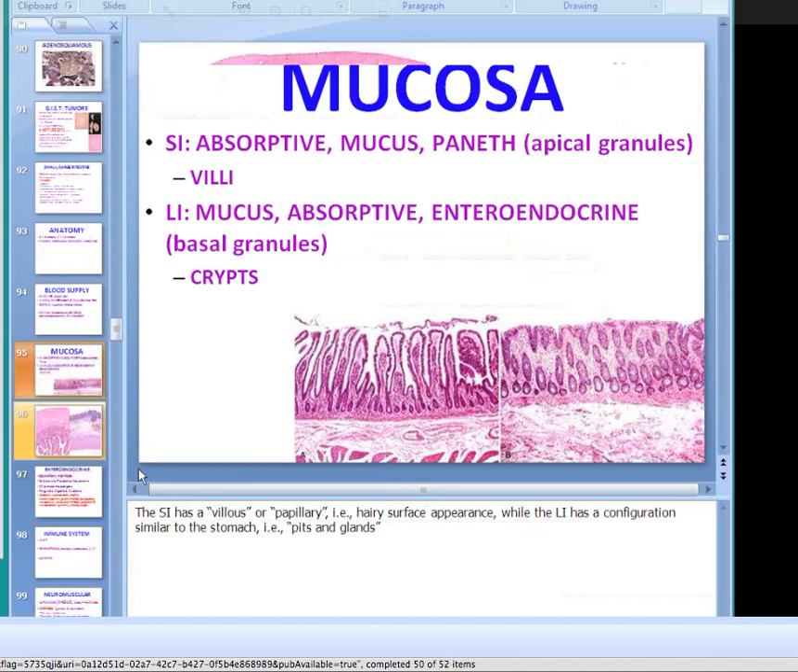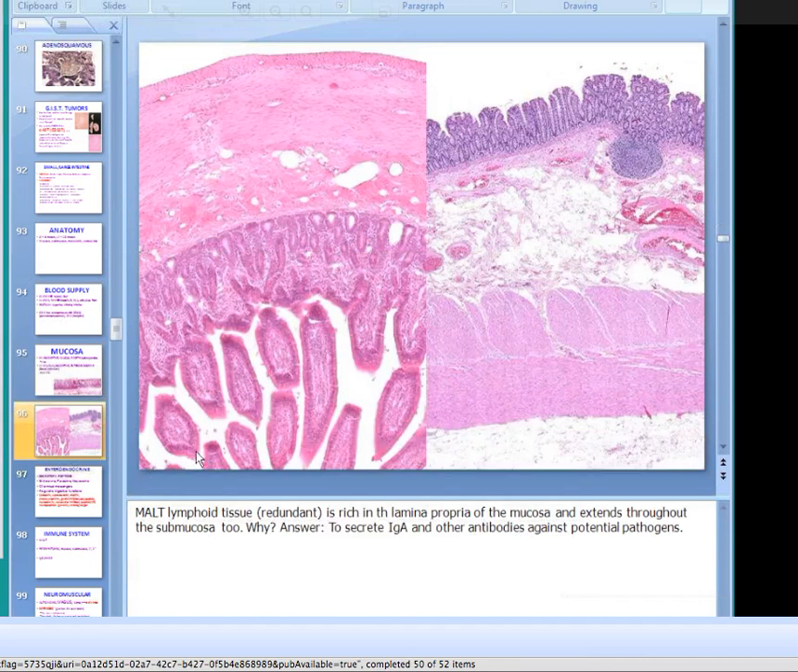Here's a nicer histology picture. Here's your villi. The connective tissue of the mucosa is the lamina propria, a tiny little rim of muscularis mucosae. Remember, you do have smooth muscle in the mucosae as well. All of this loose vascular stuff, submucosa.